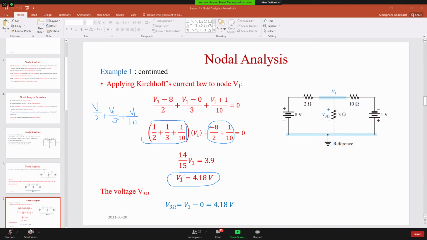Once you find V1 in this equation, the question says find this voltage. Positive is here, so it's V1. The negative is here, so it's 0. So it's V1 minus 0 gives you the voltage across this resistor.